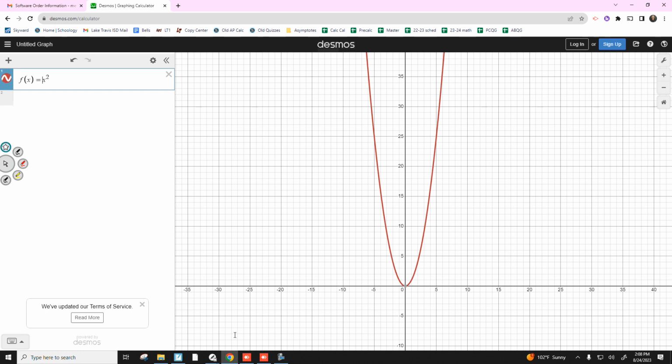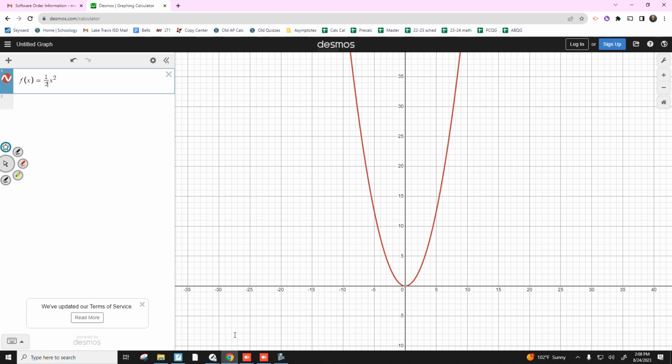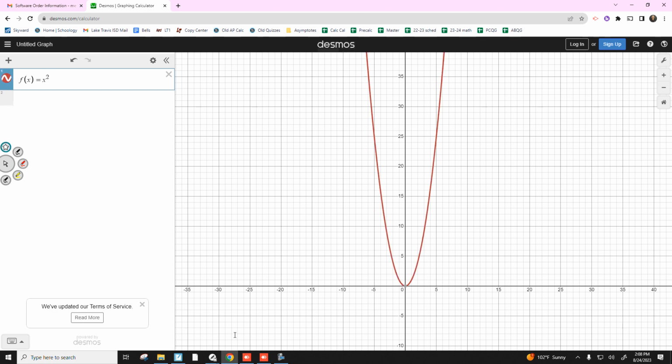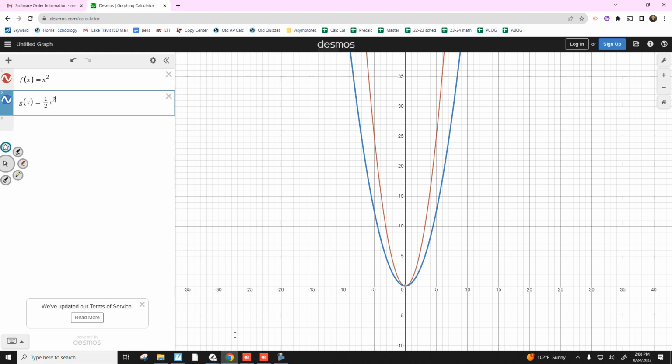Gula, what if I multiply x squared by a half? What happens? So, what happened there? Did it stretch it out? Ooh, this is multiplying by a half. Here we go. X squared. We'll be able to compare the two. What happened?